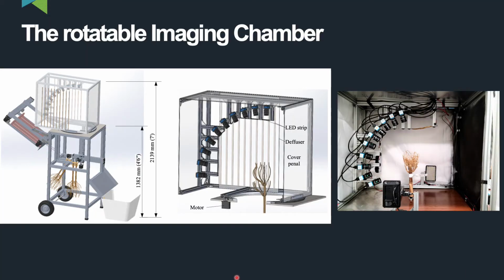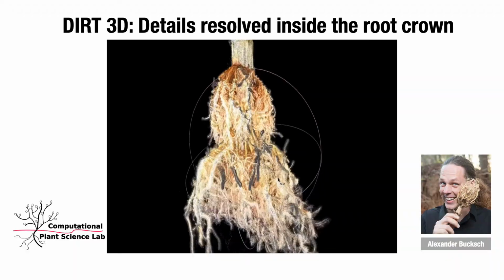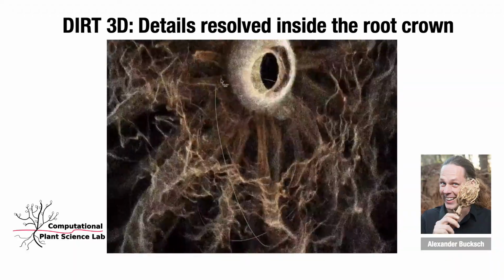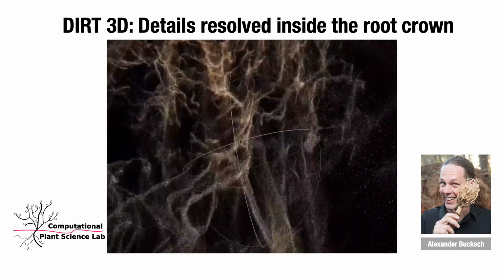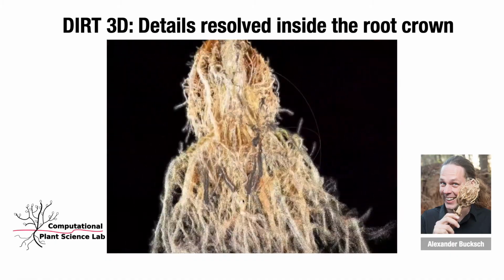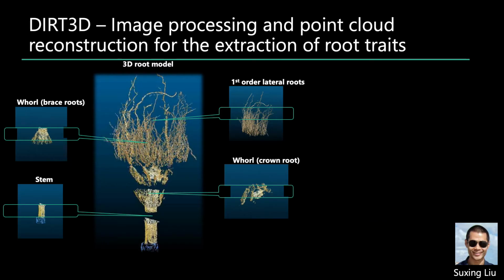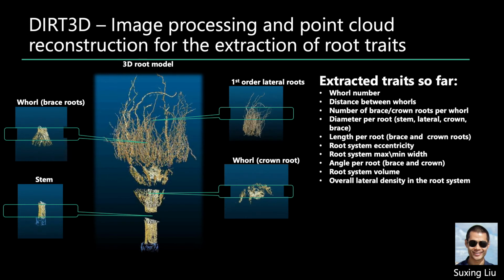The imaging chamber automatically inserts a crown and generates 3,600 images from it from all sides. Alex Bush team at the University of Georgia has developed a 3D version of DIRT capable of resolving many architectural features, even inside the crown, as shown here. Suxing Liu is the postdoc leading this effort, and here you see some of the traits being extracted from DIRT 3D.